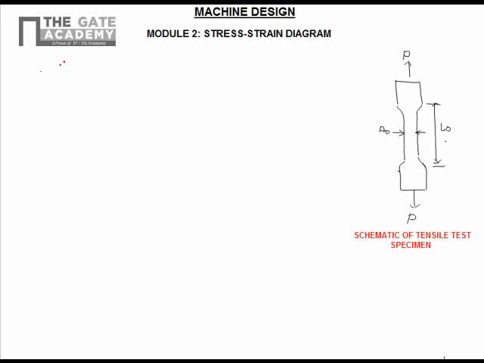Now we come to module 2. In this module we will see about the stress strain diagram. The stress strain diagram is obtained by conducting tensile testing of a test specimen. Test specimens are made as per standard available. This shows a schematic of the tensile test specimen.